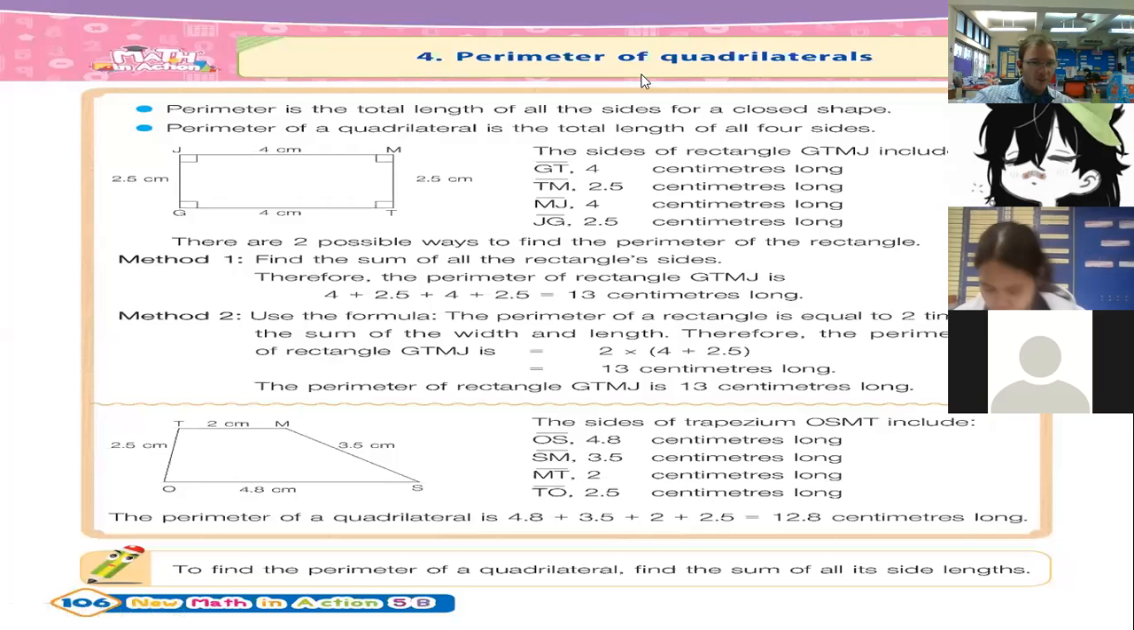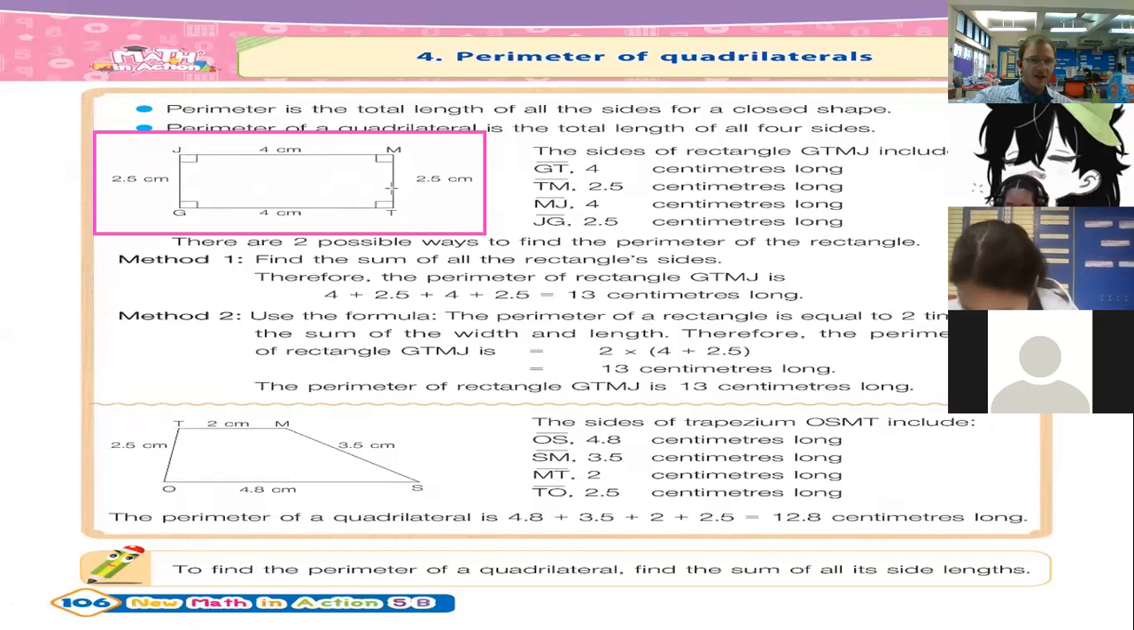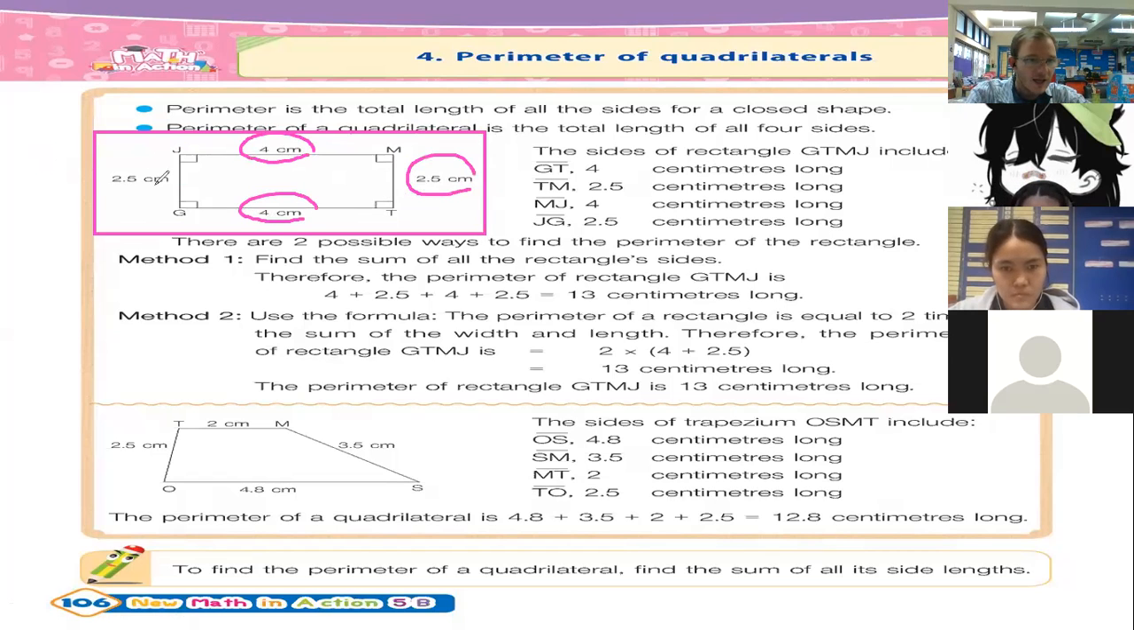If you look at the square, or there's a rectangle at the top left hand corner here, each of them has a length of a side. So if we want to calculate the perimeter, we have to add all the sides together. So we add the 4 centimeters, the 2.5, the 4 centimeters, and another 2.5. If we add them all together, we can get one length. 4 plus 2.5 plus 4 plus 2.5 equals 13 centimeters long.